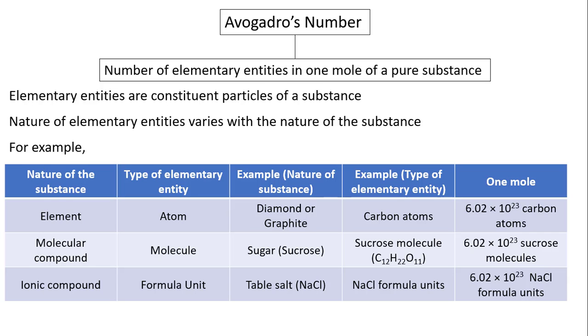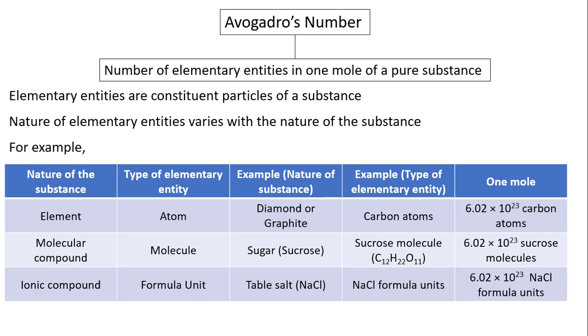If we talk about the ionic compounds, then we can say that the formula units are going to be the elementary entities of the ionic compounds. And if we take an example of the ionic compound, there is a well-known example which is table salt, the sodium chloride NaCl. And what will be the elementary entities in that case? It will be the NaCl formula units. And how many NaCl formula units will be there in 1 mole of NaCl or the table salt? It's just going to be 6.02 times 10 to the power 23, which is the Avogadro's number.